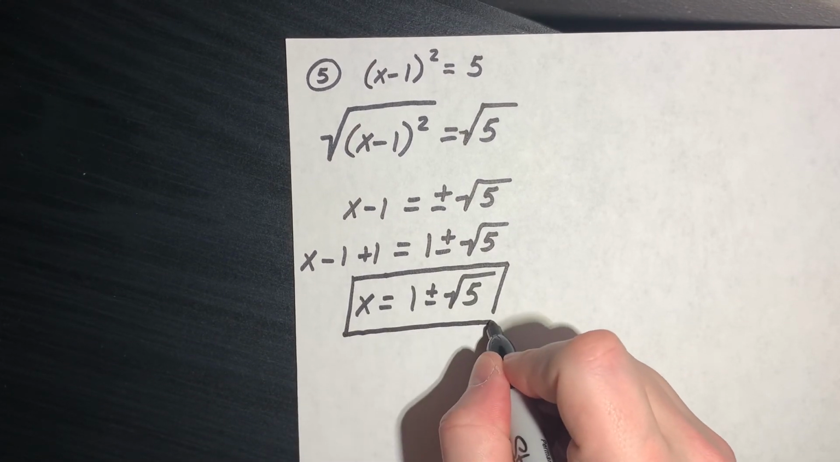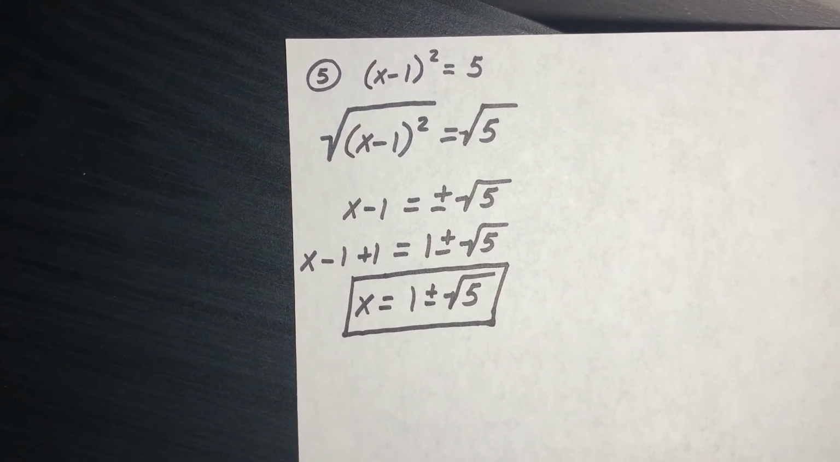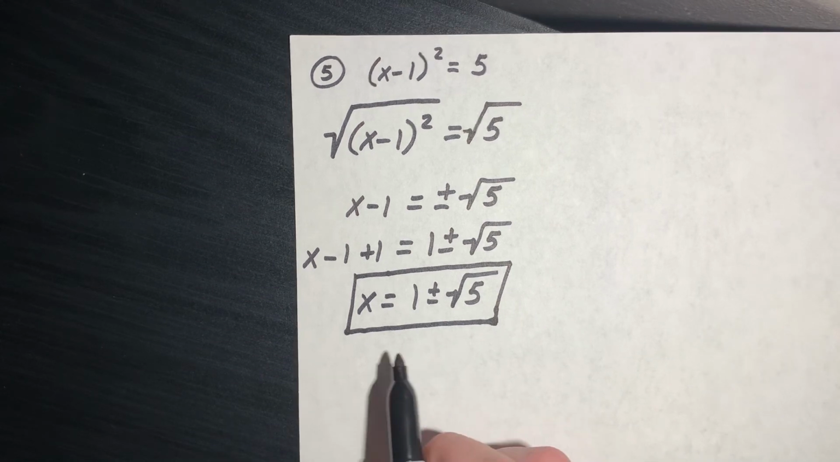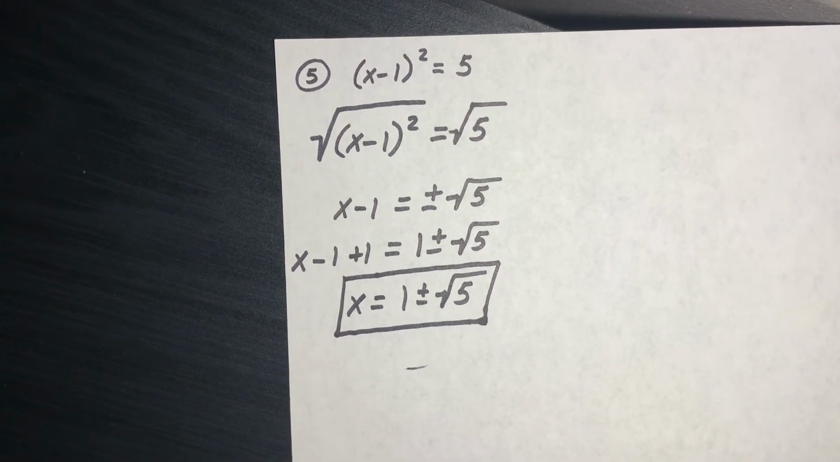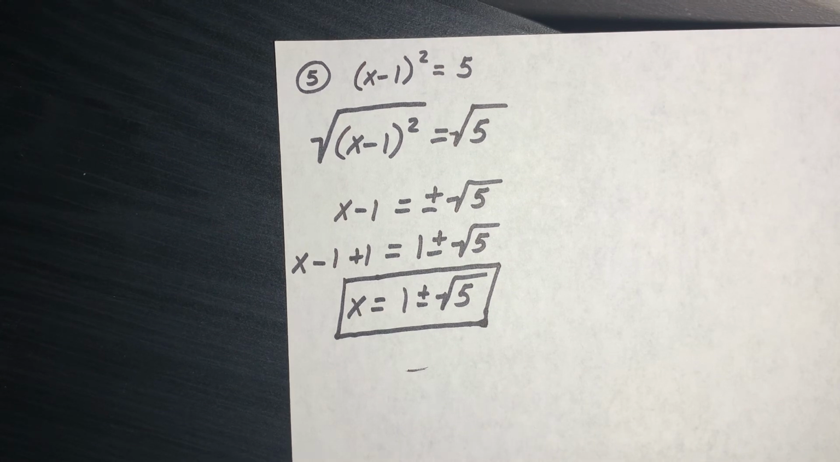So in your assignment, numbers 19 through 24, you can write your solutions like that, and that's fine. So these examples will get you through your assignment for today with this method. If you guys have any questions, just let me know.